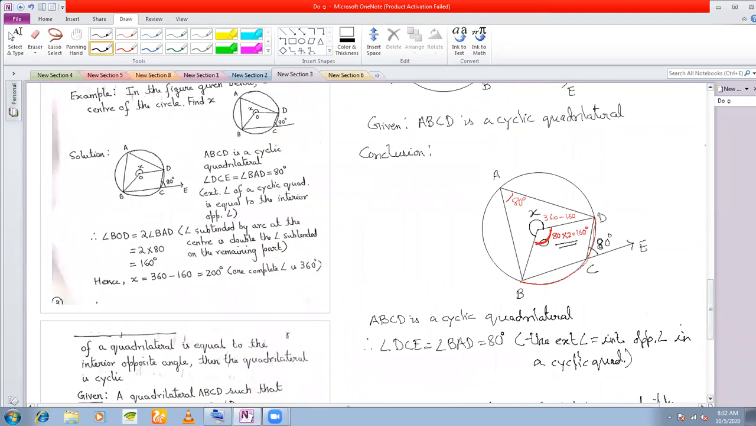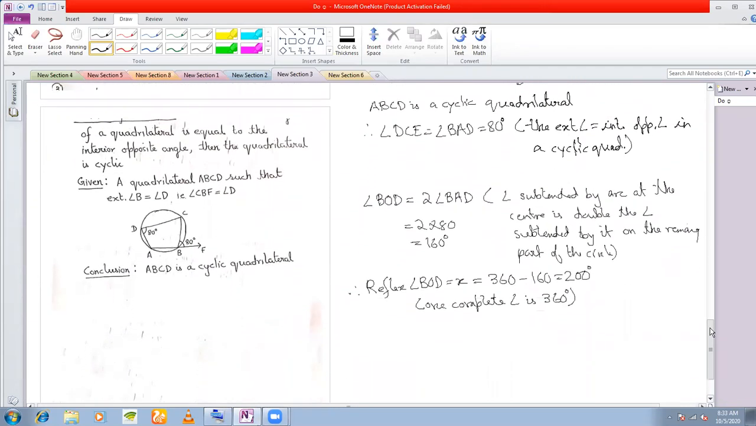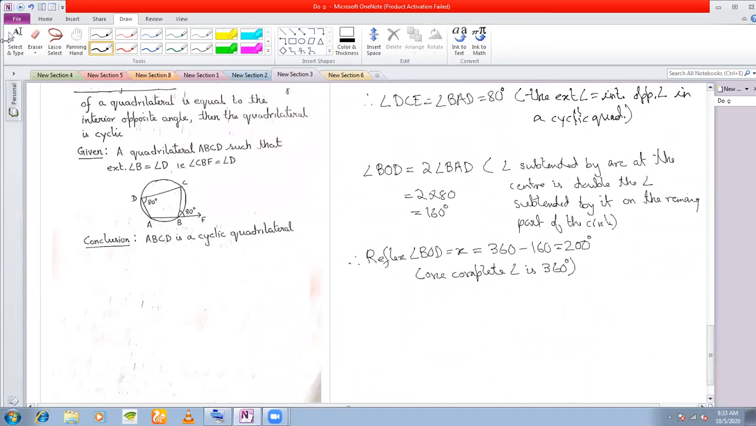Any question till this part? Any part of this question which you could not understand? Cyclic properties are actually easier than the angle property that we did, so you shouldn't have much problem. Tell me if you have any problem in this question. Okay, so we proceed to the converse of this, and we stop here for today.